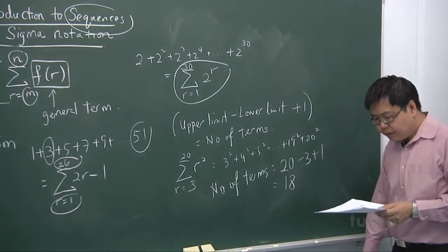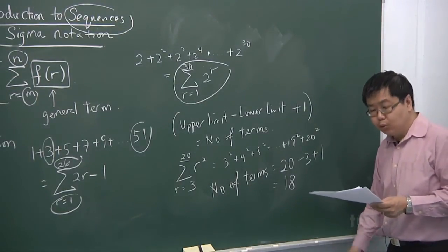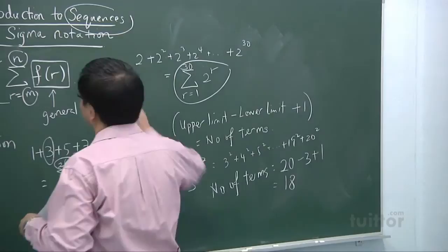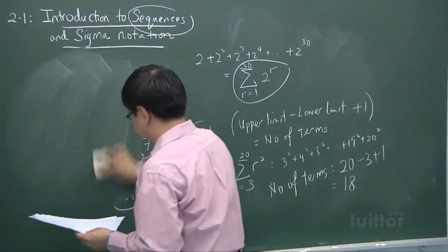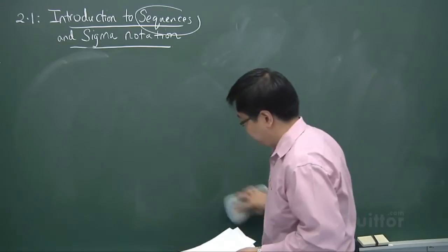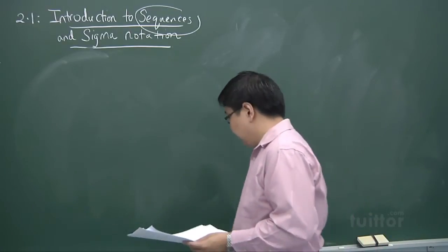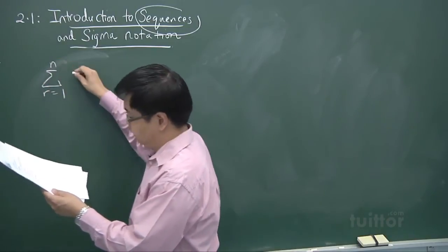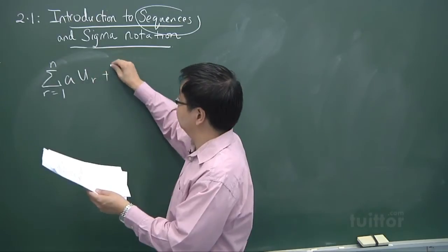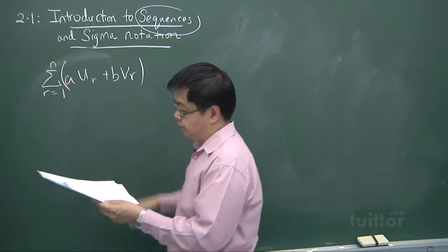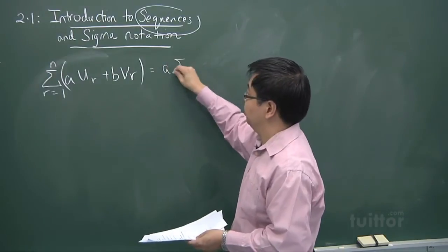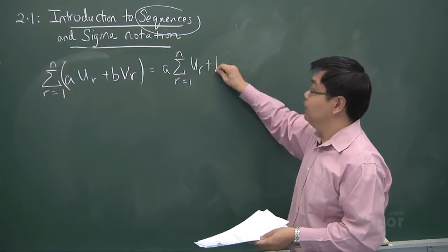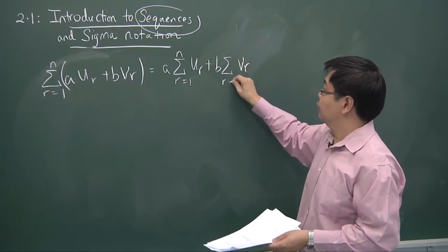Now we look at some formulas and some rules involved in the sigma notation. For this first rule, it says the summation r equals 1 to n of a u_r plus b v_r gives me a times the summation of u_r, r equals 1 to n, plus b times the summation of v_r, r equals 1 to n.